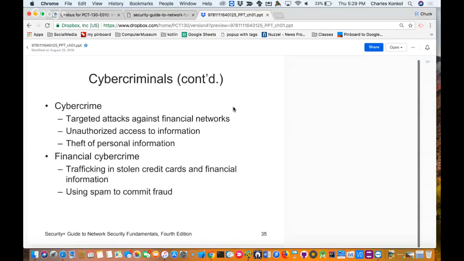So cybercrime, targeted attacks that are against financial networks. Financial cybercrime is where basically you have trafficking in stolen credit cards and spam to commit fraud.